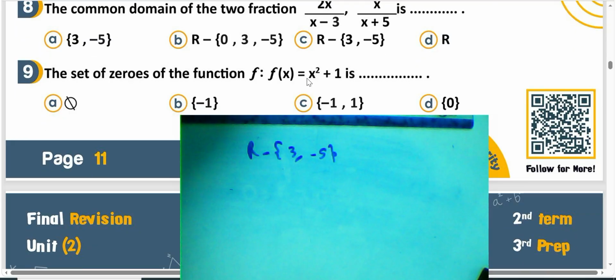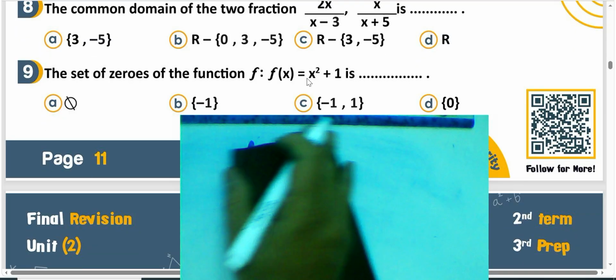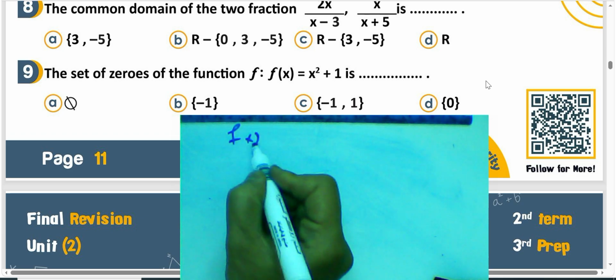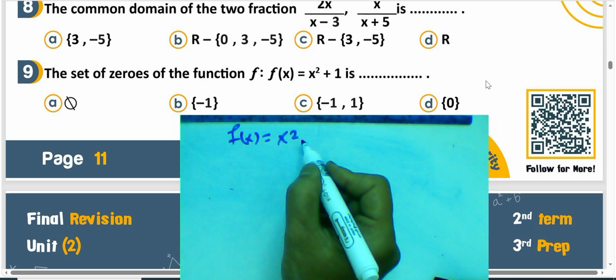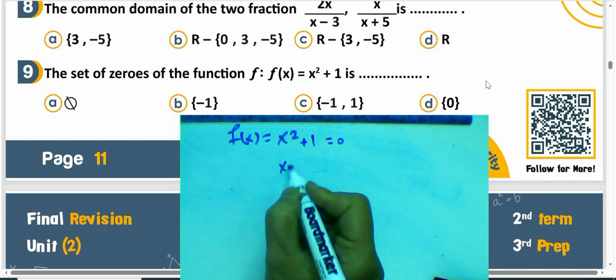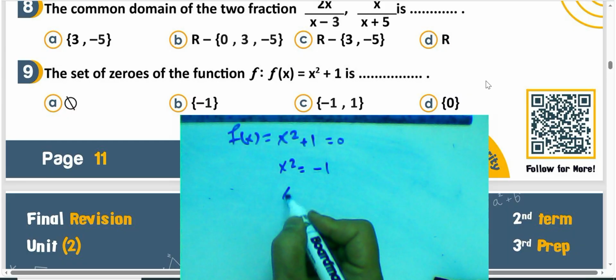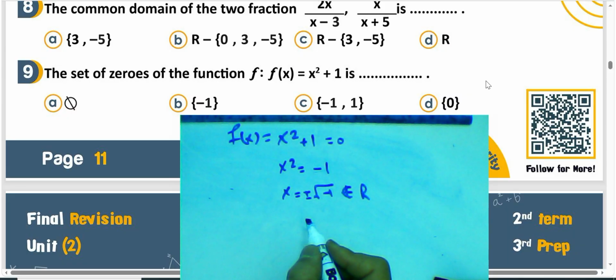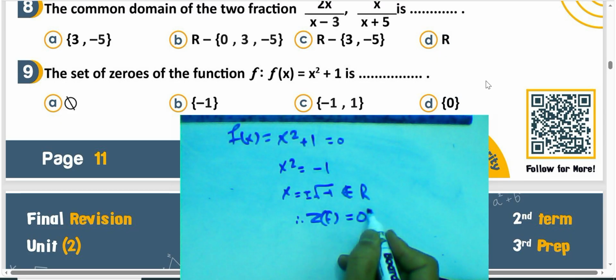Okay, next question. The set of zeros of the function here, what will it be? We have f of x equals x power 2 plus 1. If we put this function equal to 0, we ask for the set of zeros. We don't have any, because x power 2 equals negative 1 and x would be positive or negative square root of negative 1, not belonging to real numbers. So the set of zeros of the function f will be the empty set, because we can't find a number whose power 2 plus 1 equals 0. It's impossible.